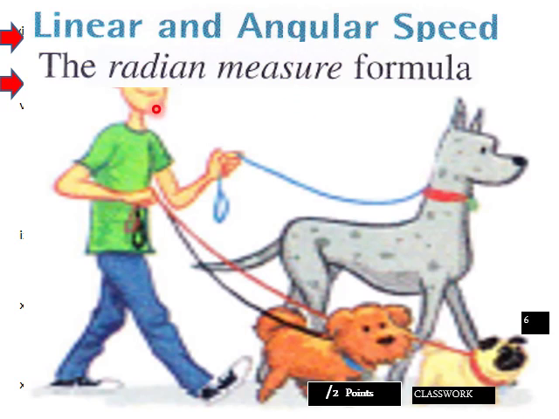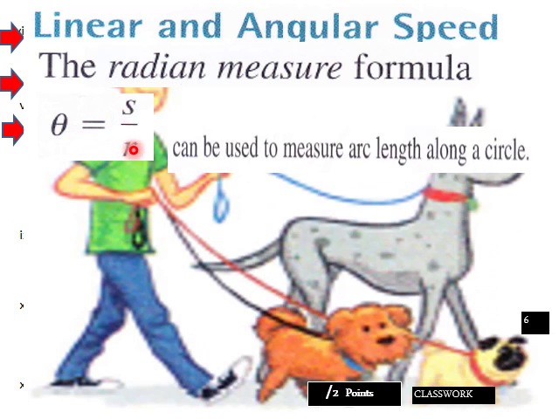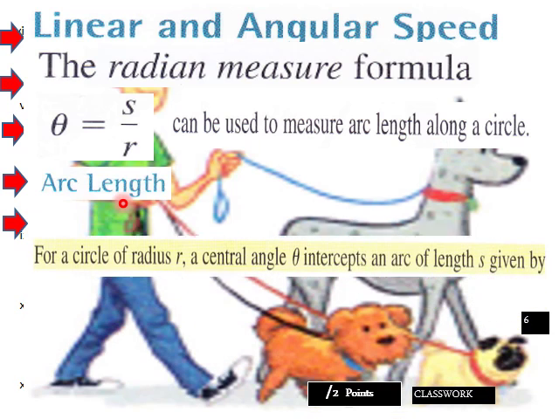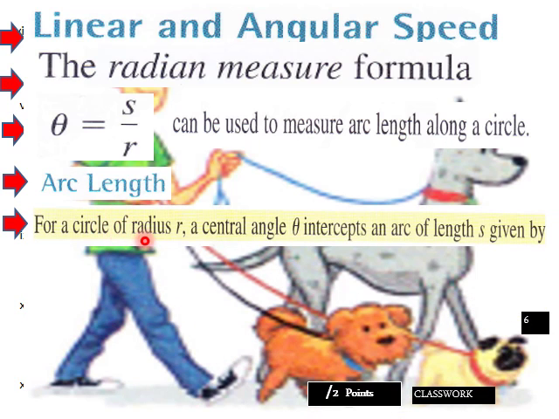Linear and angular speed. The radian measure formula, theta equals s over r, can be used to measure arc length along a circle. So for a circle of radius r, a central angle theta intercepts an arc of length s given by s equals r times theta.